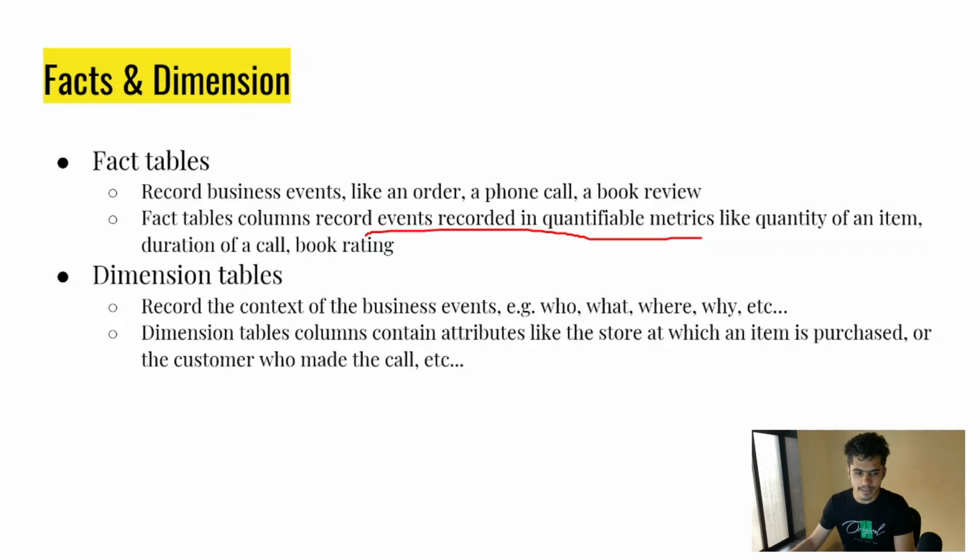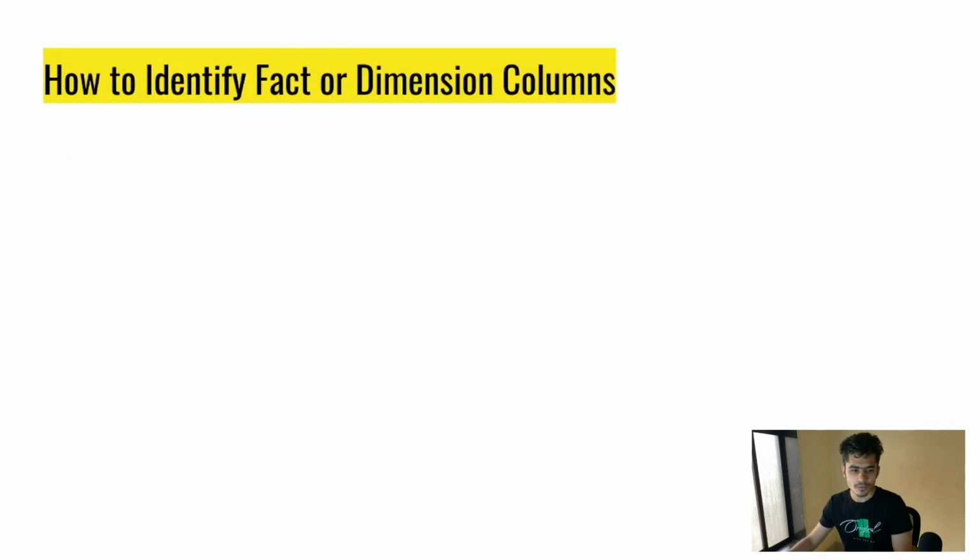And dimension tables record business entities such as who, what, where, why, etc. Dimension columns contain attributes like the store at which an item was purchased, okay, or the customer who made the call. So these are the extra information attached to that particular order. Okay, so how do we identify a fact or dimension column?